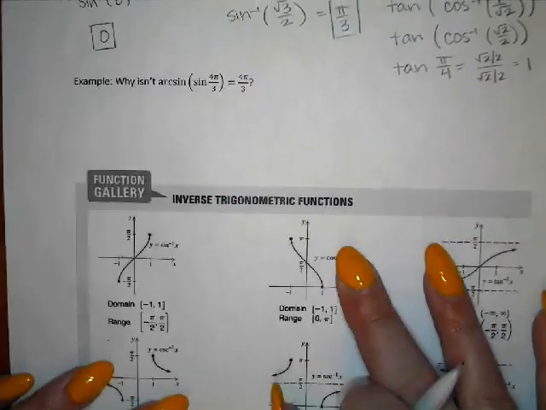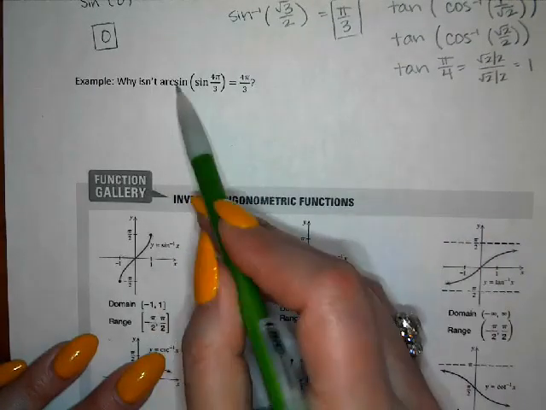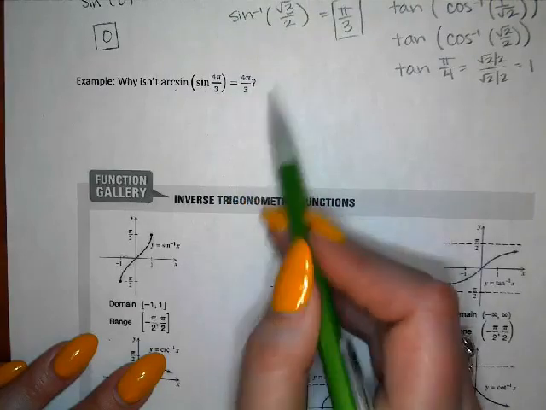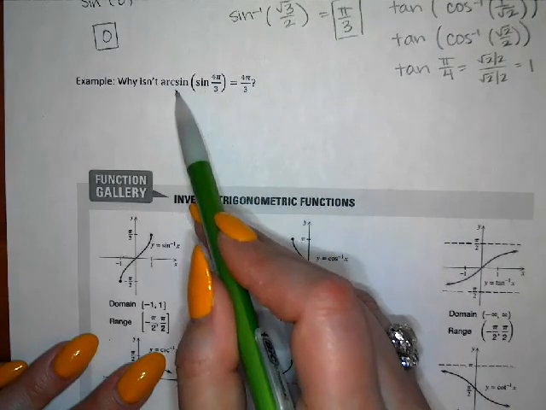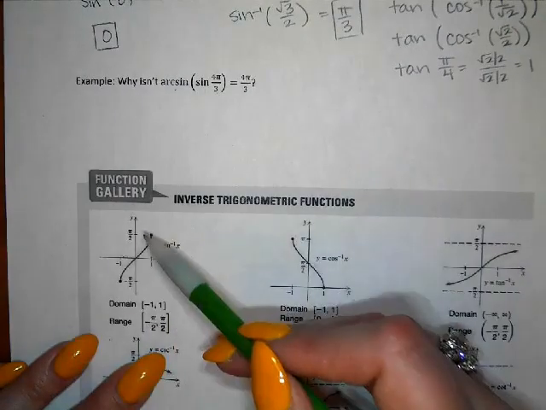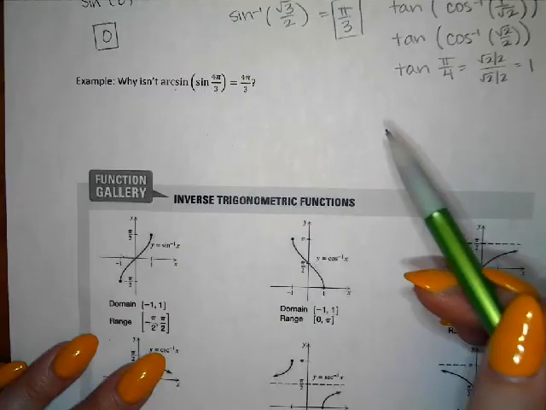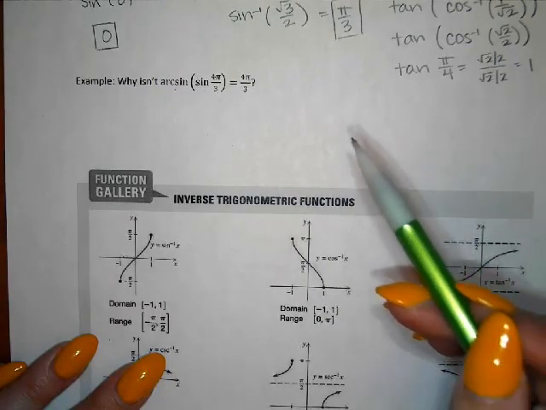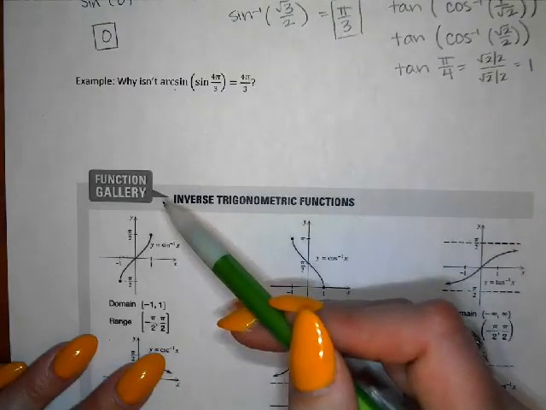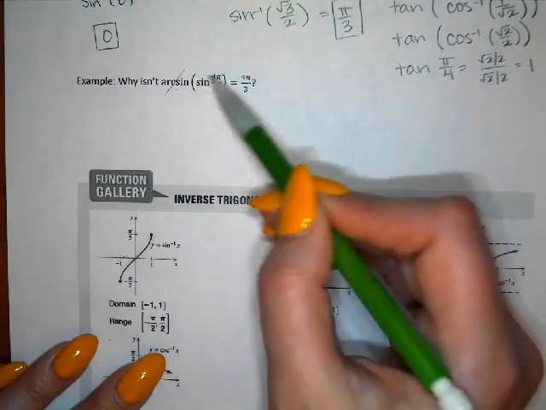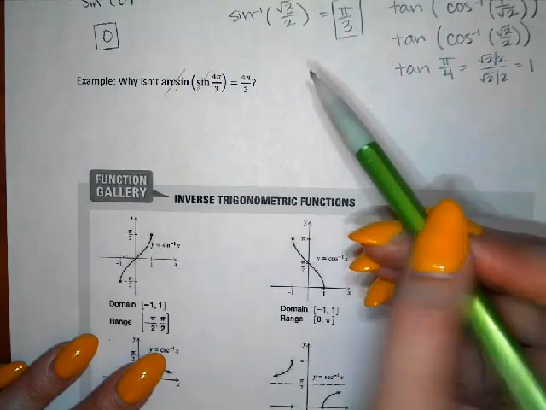All right. The last problem says, why isn't arcsine of sine of 4 pi over 3, why doesn't that equal 4 pi over 3? So arcsine is sine inverse, and we have learned in the past that inverses undo each other. Plus and minus are inverses, they undo each other. Add and subtract are inverses, they undo each other. Square and square rooting are inverses that undo each other. Logs and exponential functions are inverses that undo each other. But here they're saying arcsine or sine inverse and sine don't cancel out and give you 4 pi over 3. And the question is why?